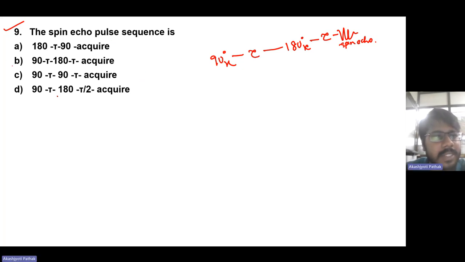So the correct answer to this question is option B: 90, tau, 180, tau, and then acquire.